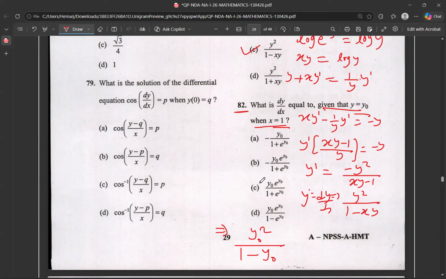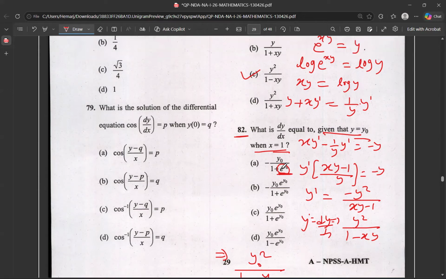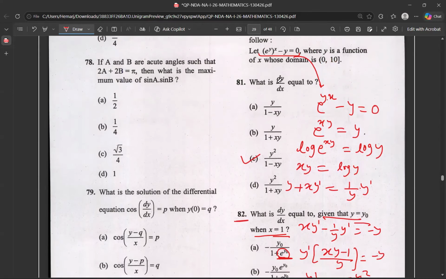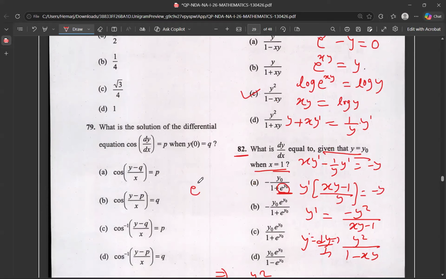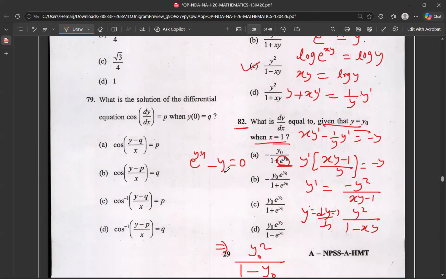Now if you see the options, it is not matching with any of the options, neither A, B, C, nor D. But if you carefully see these options, they also include e to the power y dash. This can be taken from our main question. Our main expression was e to the power y into x minus y equal to 0. From here we can also calculate the value of y dash. How? Put y equal to y dash and put x equal to 1. So this will become y e to the power y dash minus y equal to y dash. From this we can conclude that y dash is equal to e to the power y dash.